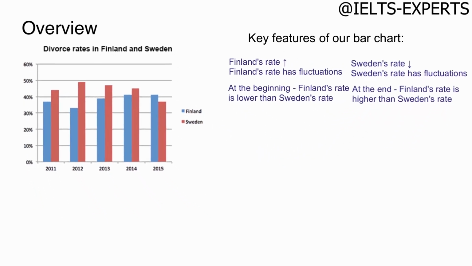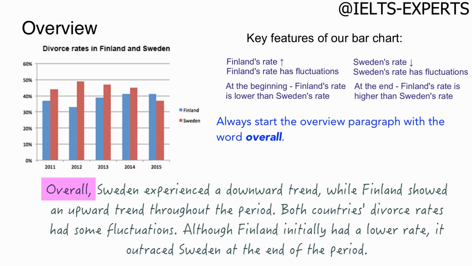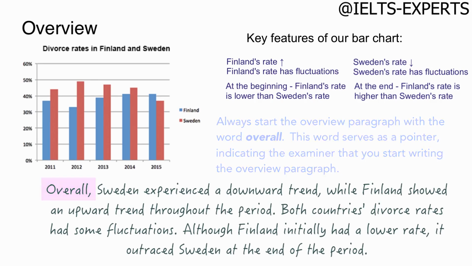Here is how I wrote it. Overall, Sweden experienced a downward trend, while Finland showed an upward trend throughout the period. Both countries' divorce rates had some fluctuations. Although Finland initially had a lower rate, it outraced Sweden at the end of the period. You can see that the first word I use is the word overall. Always start the overview paragraph with the word overall. This word serves as a pointer, indicating the examiner that you start writing the overview paragraph.